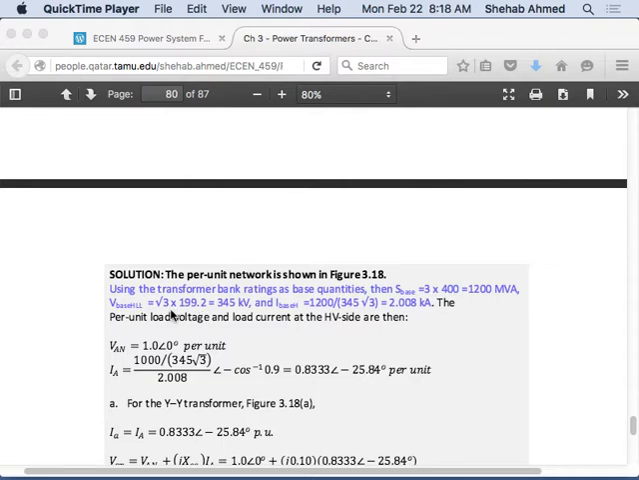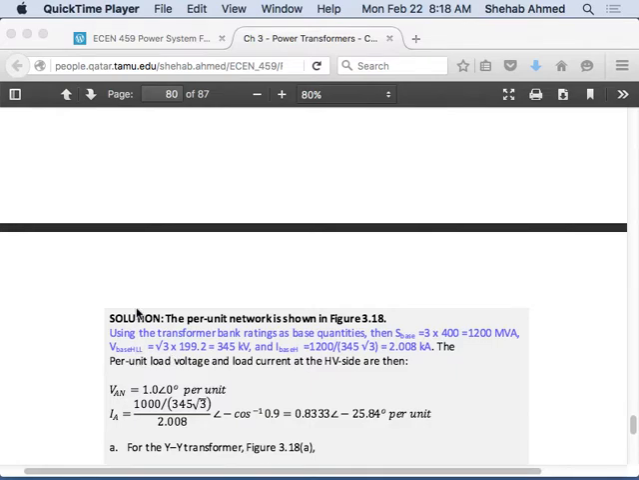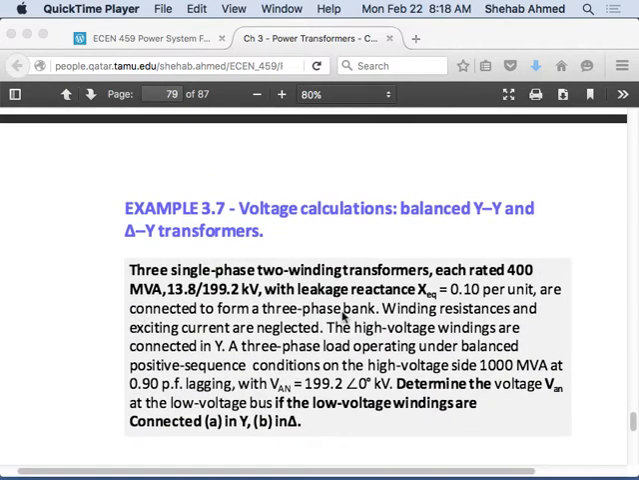Yes, ma'am. So how do you know that, because usually any voltage given was line-to-line. Why is that base line-to-neutral? I mean, why is that number line-to-line? No, it's line-to-line. No, I mean the 199.2. Because they told us this is the rating of the single phase transformer. This is a single phase transformer. Okay. So the single phase transformer is a 13.8 to 199.2.